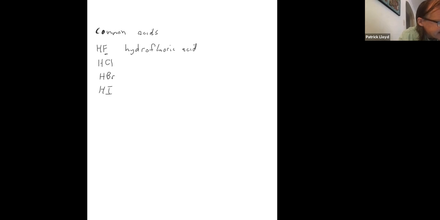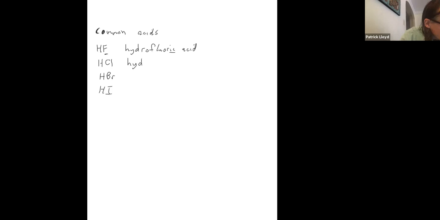So, some of the common acids. We already have a few, right? I'm going to start with the simple ones here. If there is only one element following the hydrogen, you're going to have hydro in the front. So not hydrogen, sorry, hydro. And then you take a look at the element. It's fluorine, so it'll be ic, so hydrofluoric acid.